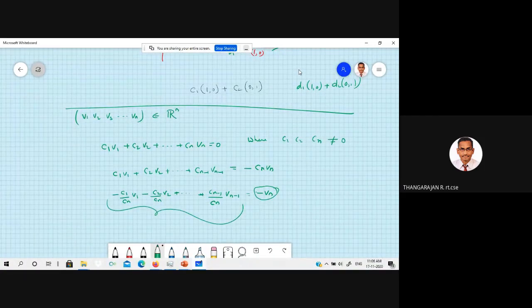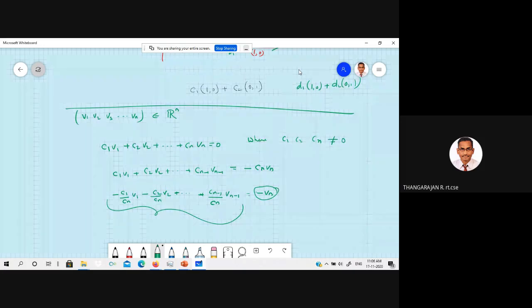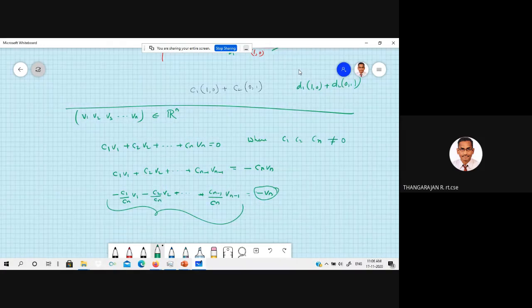If I am able to represent any one of the vectors as a linear combination of the other vectors, then that set of vectors is linearly dependent. We have to say that they are linearly dependent. If this condition is true, then we say that v1, v2, v3, up to vn are linearly dependent. But if this condition is not true, then we say these vectors are linearly independent.